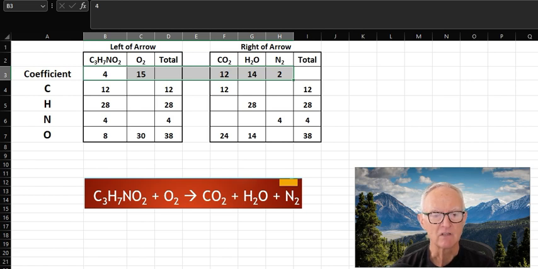Now, I want to have my coefficients be as low as possible. Can I go any lower? If they were all even, I might divide them all by 2 and see how that works. But with an odd number for oxygen on the left, I don't think I can do that. So I believe these are the correct coefficients.